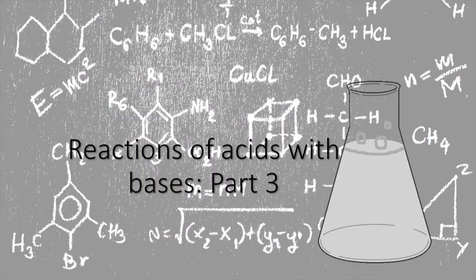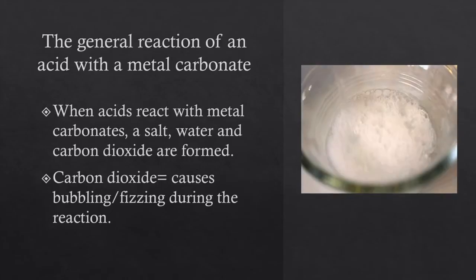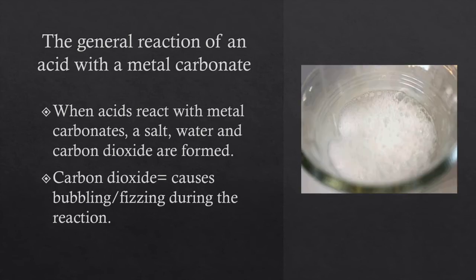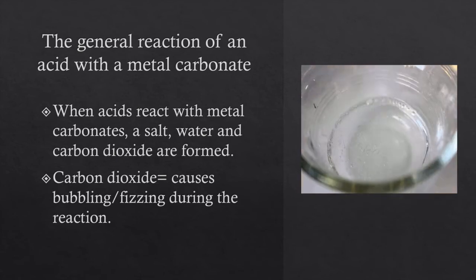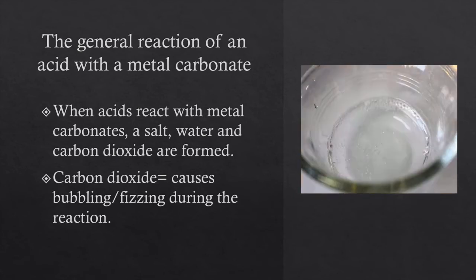For this section, we are going to be looking at one specific reaction that occurs between acids and metal carbonates, and what the chemical reaction entails. So let's have a look. This section, we are going to be looking at the general reaction of an acid with a metal carbonate. When acids react with metal carbonates, a salt, water, and carbon dioxide form.